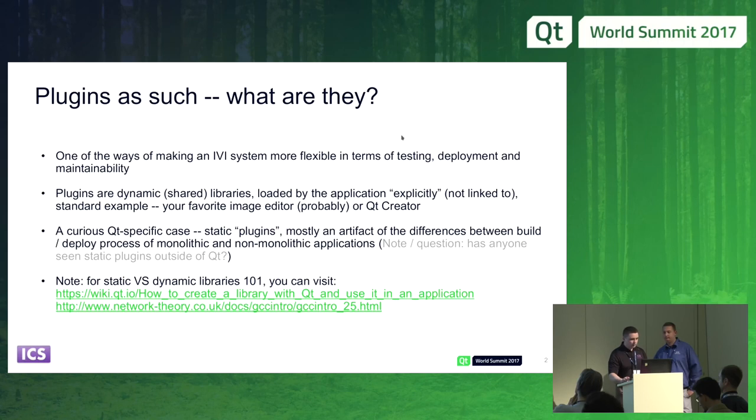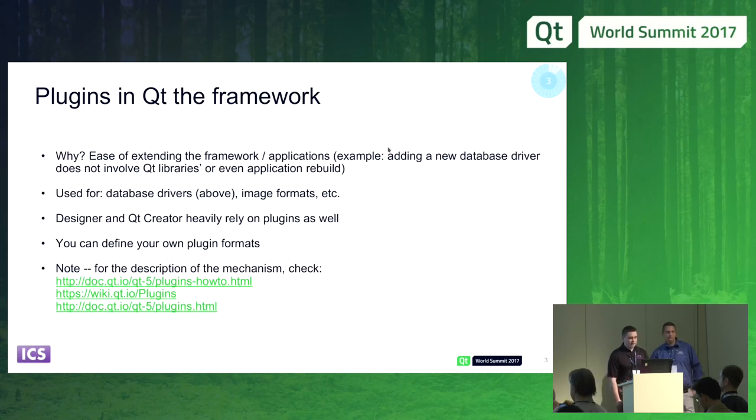Then, speaking about Qt itself, it heavily relies on plugins for things like loading images in various formats or talking to different databases. And the reason is it's quite easy to extend your application by just putting another plugin into the right path and then having Qt load it on your application startup, which means you wouldn't have to recompile Qt itself or your application. Designer and Creator also heavily rely on plugins. And of course, you can define your own plugin formats, and that's exactly what we are going to do here, using our custom plugin format and defining a small demo slash example IVI system with it.